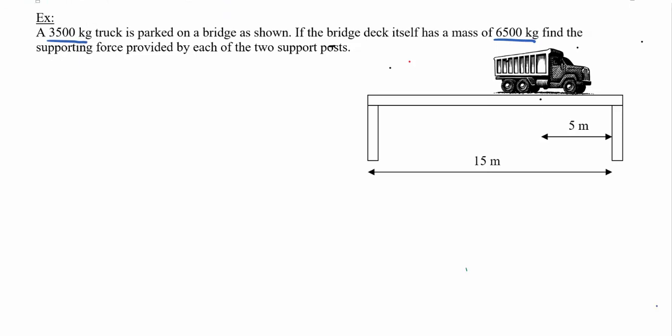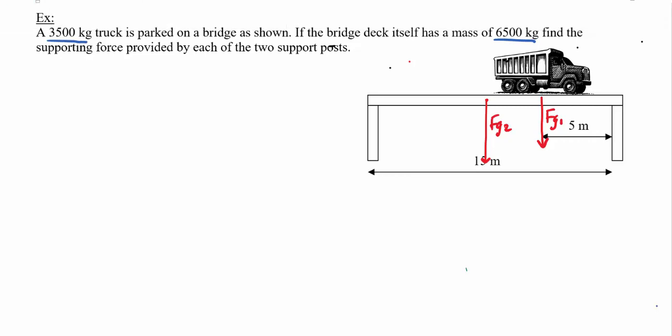The weight of the truck would be pushing down on the beam or the bridge deck at this location, so we'll call that FG1. The bridge deck itself has a weight of a mass of 6,500 kilograms. And if we assume that the bridge deck is a uniform beam, then that would be occurring in the center of mass, which is the geometric center here. And so I would have FG2 in this location. Now, of course, presumably the bridge is not falling down, and so the two sides here are supporting it, and that's what we're looking for. What is the supporting force provided by each of the two supports?